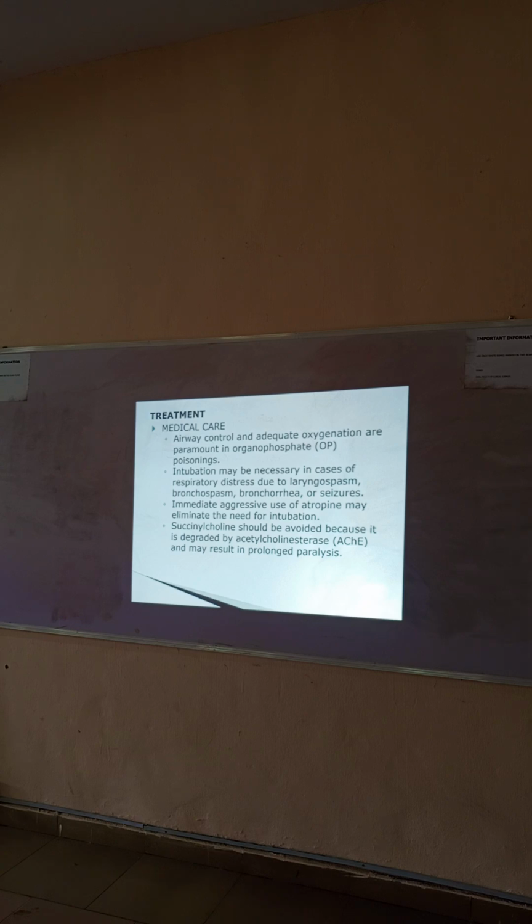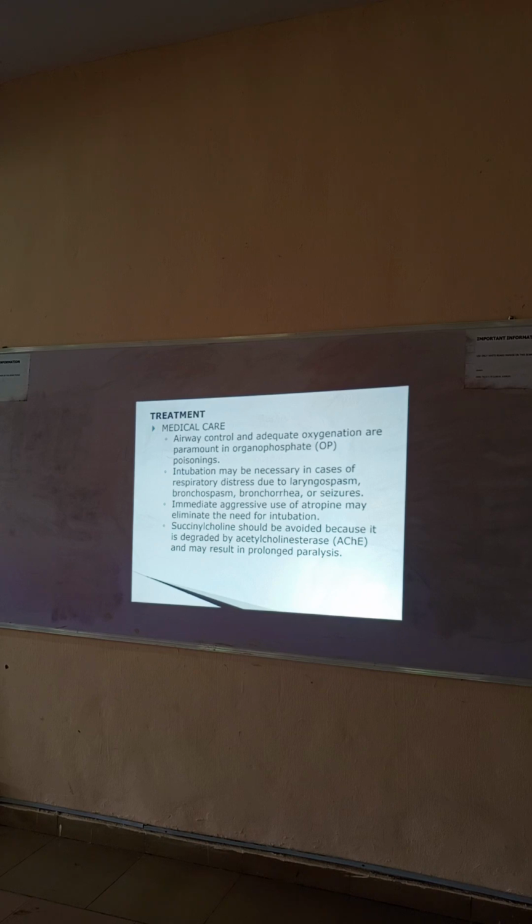In the treatment of poisoning, you need to maintain the airway and airway control and adequate oxygenation, because when a person is poisoned, it depresses muscle activity and causes paralysis. So adequate monitoring of oxygenation is needed for management of organophosphate poisoning. Also, if the patient presents late, you can intubate the patient, which is necessary in case of respiratory distress such as bronchospasm, bronchorrhea or seizures.